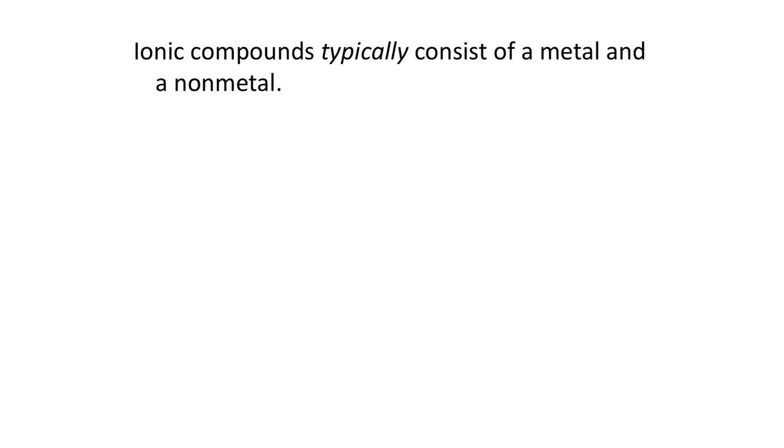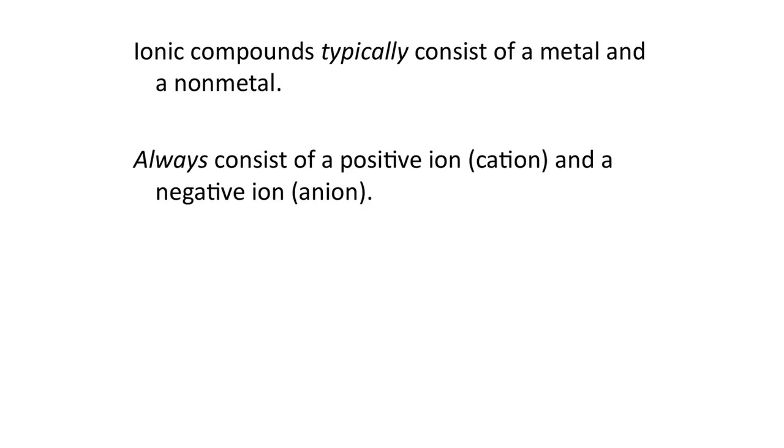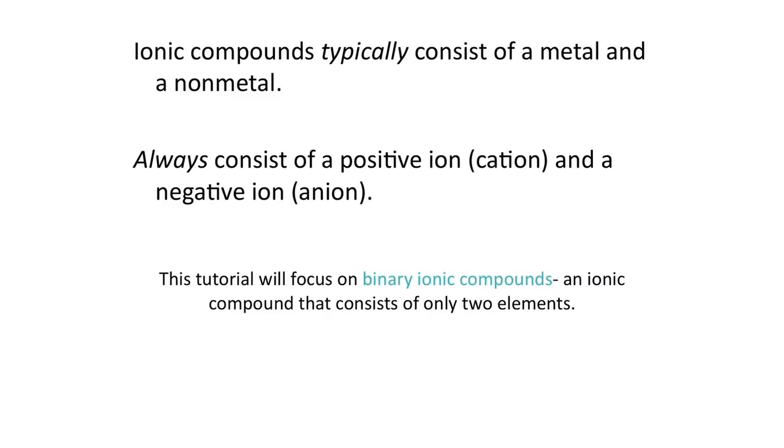Remember that ionic compounds typically consist of a metal and a nonmetal. They always consist of a positive ion or cation and a negative ion or anion. And this tutorial will focus on binary ionic compounds. This means ionic compounds that consist of only two different elements.